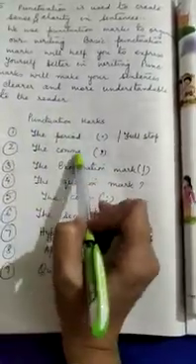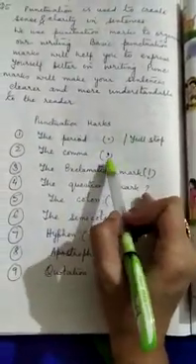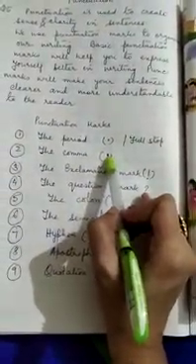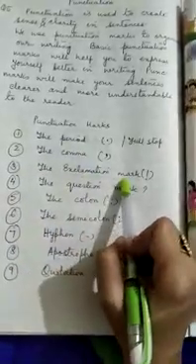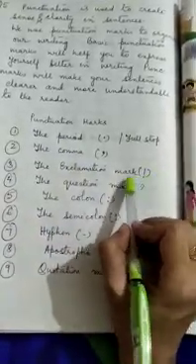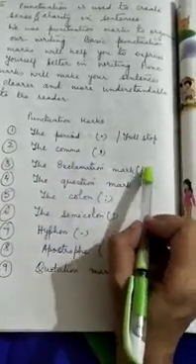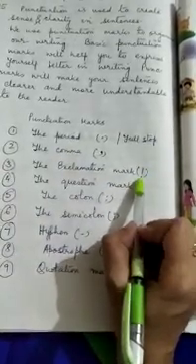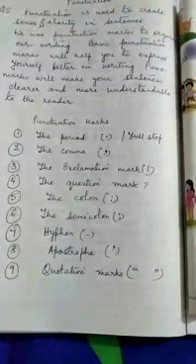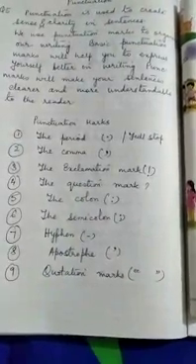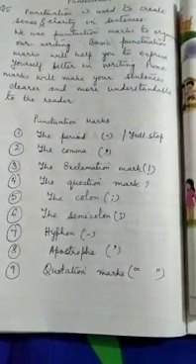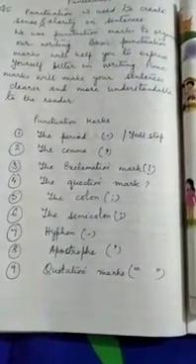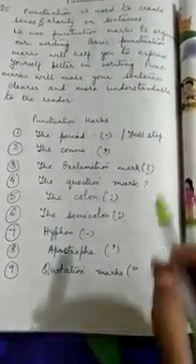Number 2, the comma. It is represented by this sign. Number 3, the exclamation mark. It is represented by a standing line and a dot. Example: What a beautiful picture! Here the sentence begins with a capital letter W and ends with the exclamation mark.